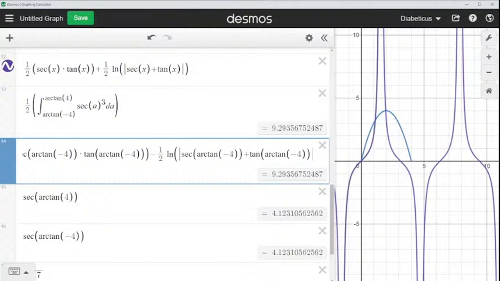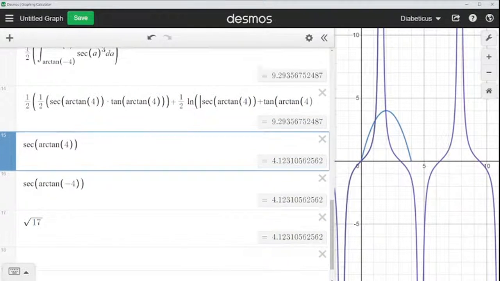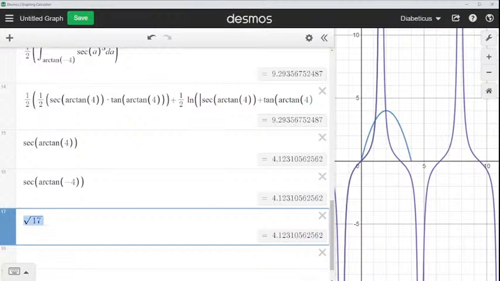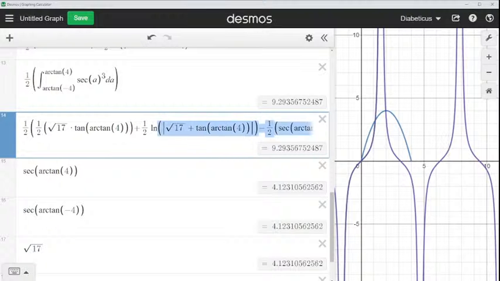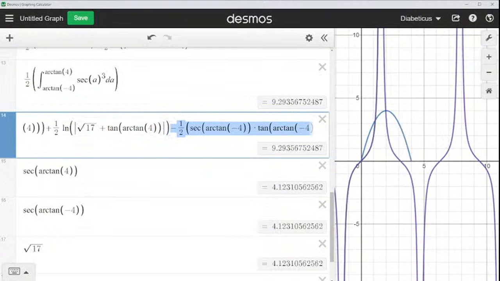Come on now. Okay. Same thing. Still. Okay, now let's put things in. This guy is just root 17. Okay, let me replace every sec arctan of any kind with root of 17. And okay, one more over here.